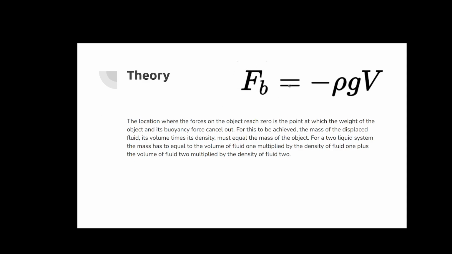F_B, that's the buoyant force, equals negative rho times g times V. The negative denotes that it acts opposite to the direction that gravity acts. So gravity pulls things downwards, and buoyant force will act upwards. Rho is the density of the fluid, not the object. G is just gravity, 9.81, and V is the volume displaced by the object in the fluid, not the volume of the object. These two are different things.